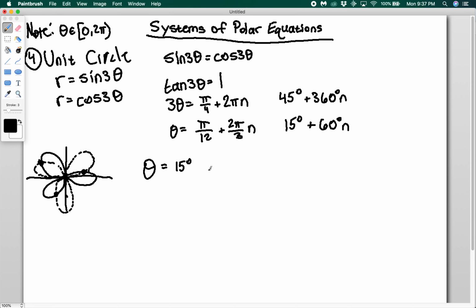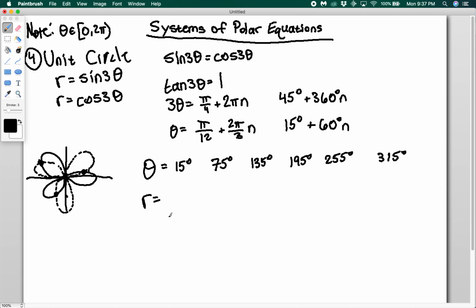Which means that for my values of theta, I can have 15 degrees. I'll just switch to degrees for now. I could have 75 degrees, 135 degrees, 195 degrees. And again, we're staying between 0 and 2 pi. I could have 255 degrees, and I could have 315 degrees. Okay, and if I go any further, I cycle back to 15 degrees.